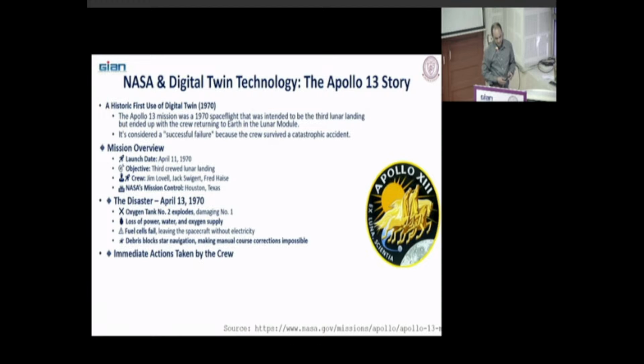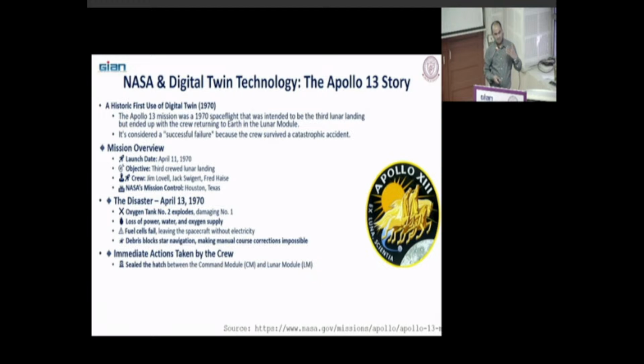So, the immediate actions taken by the crew. After 3 days this happened, so they informed their mission control in Houston, Texas. NASA's mission control team had to bring these crew members back safely to the Earth. That was their main objective, because this was an unexpected problem. They had done all the testing and inspection, but despite that, they experienced this problem.